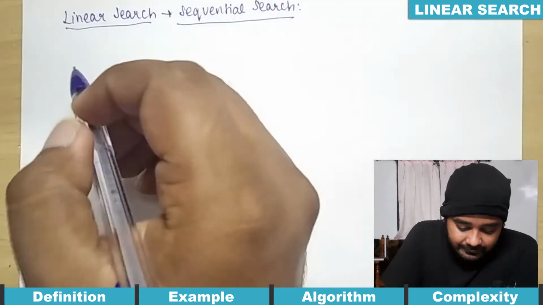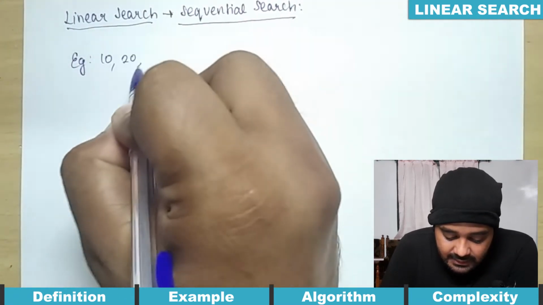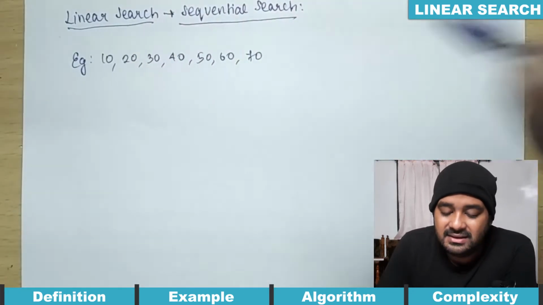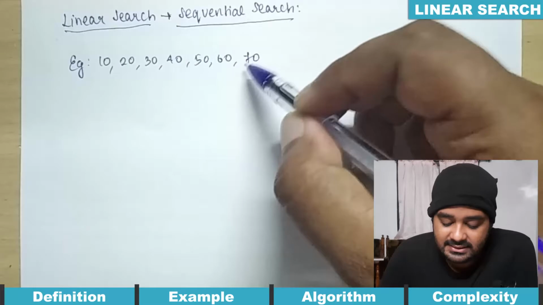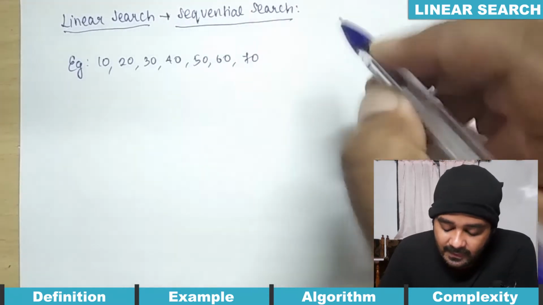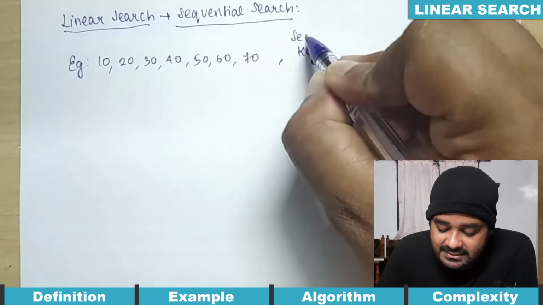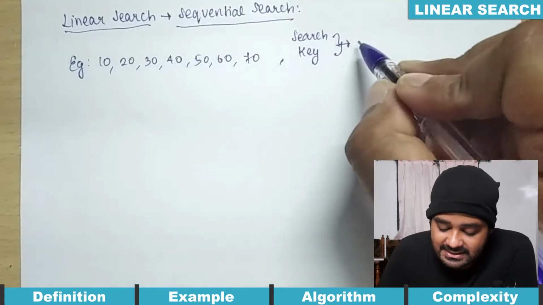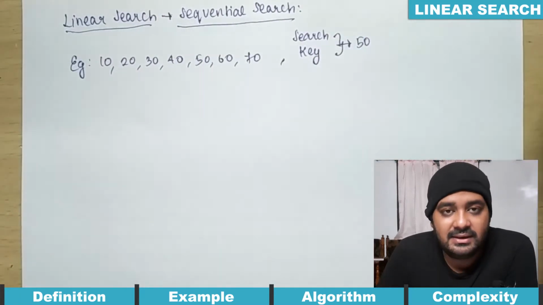Here I'll go with an example: 10, 20, 30, 40, 50, 60 and then 70. There is no specific need for it to be a sorted list, but here I have mentioned it as a sorted list. Your linear search does not have to be on a sorted list. Here we call it the key, which we refer to as the search key. The search key is the element to be found in the list. For example, we shall consider 50 over here. So 50 is the element to be searched for by your linear search algorithm.